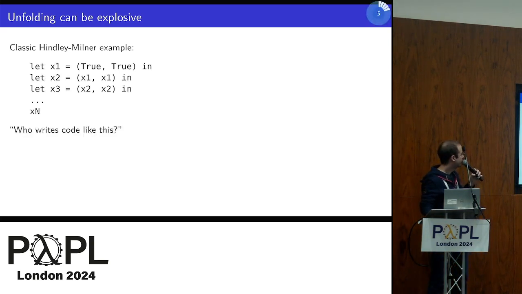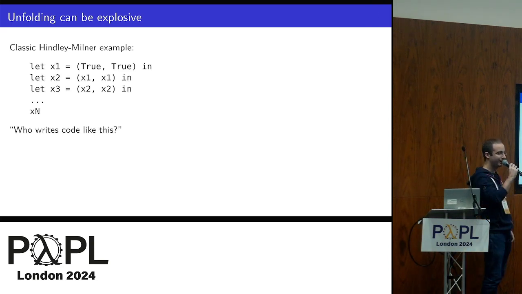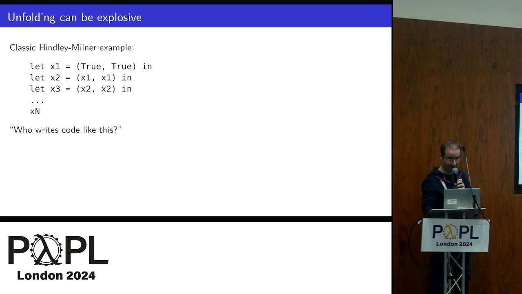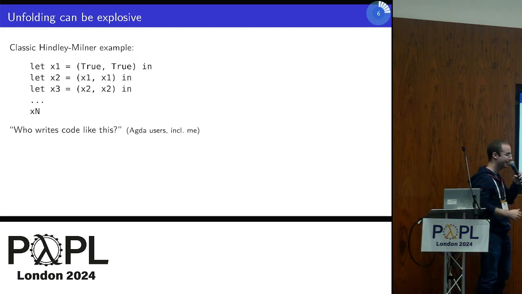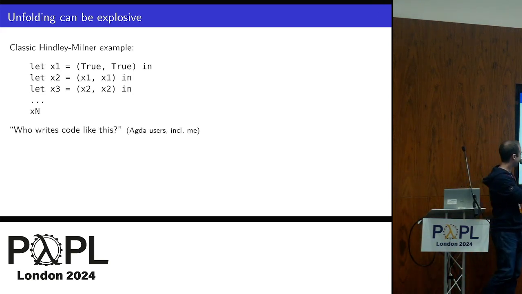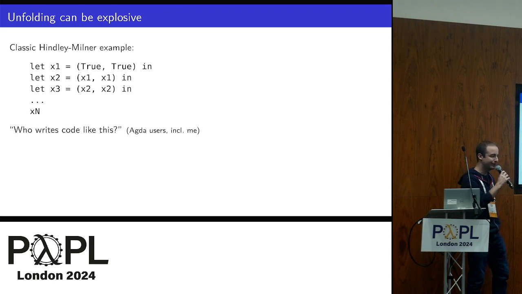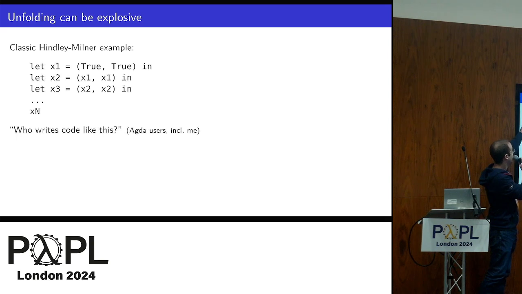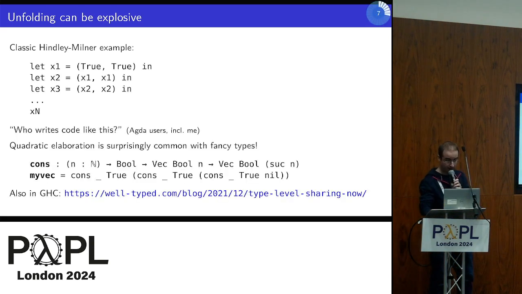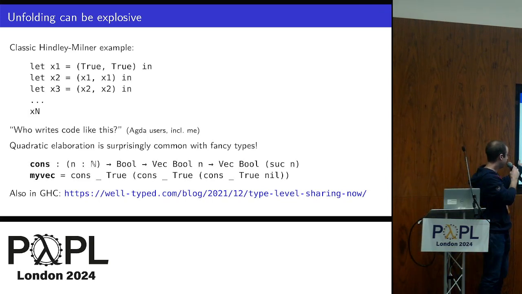And you might ask, well, who writes code like this? Why do we care? But apparently, Agda users, including myself, have quite a few examples where we do some very crazy dependent type formalization, and actually we are doing essentially a layering of indirections in dependencies, which can result in exponential blowup. And we can also talk about quadratic elaboration. Quadratic elaboration is surprisingly common if we have fancy types.